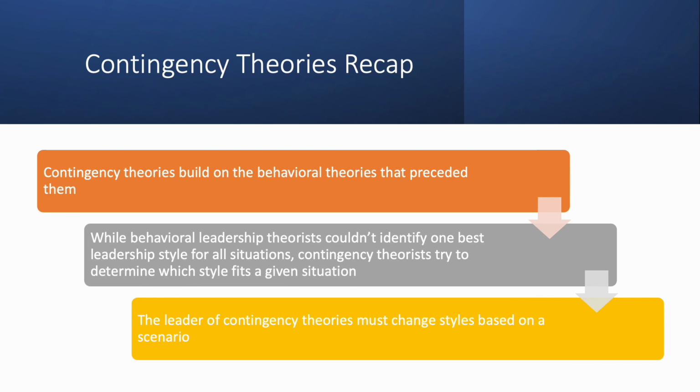Contingency theories build on the work that behavioral leadership researchers started to identify the best leadership style to be used in all situations. While behavioral theories couldn't identify the one best leadership style, contingency theories try to determine which leadership style best fits a given situation, and that one style is not appropriate or effective for every scenario. Contingency theories say that a leader is dependent on the situation and that the leader has to adjust accordingly.